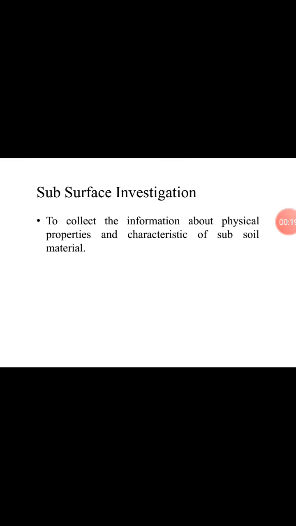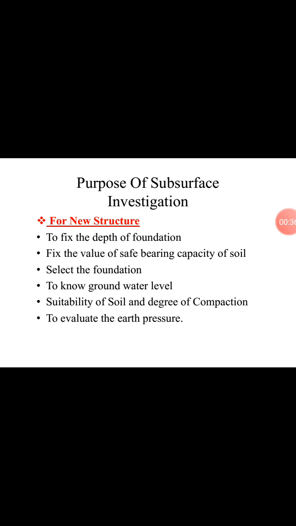The subsurface investigation is a site exploration carried out to collect information about the physical properties and characteristics of subsoil material, as well as details of other geological features of the site area. Now the purpose of the subsurface investigation is divided into two parts. First is for a new structure and second one is for an existing structure. So first one is for a new structure.